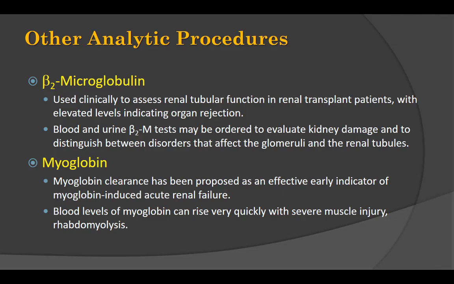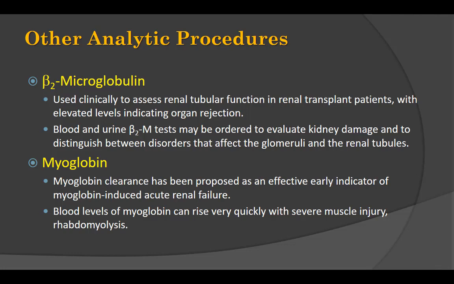Beta 2 microglobulin is used to assess renal tubular function. The difference between this and the previous one is that in GFR we are looking at filtration when you are measuring creatinine. Here, when you are measuring beta 2 microglobulin, you are actually assessing the tubular function. What is tubular function? Mainly reabsorption, but also some secretion. So basically you are assessing the ability of the kidneys to reabsorb substances as they pass through the tubules.